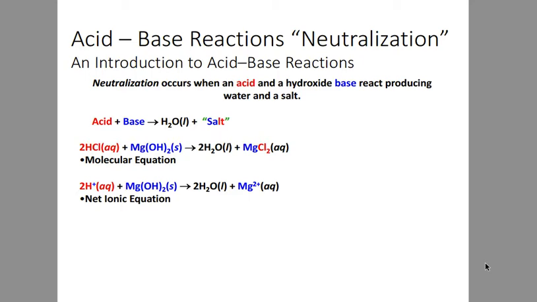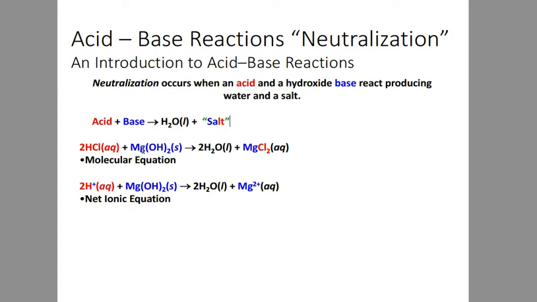Neutralizations occur when acids and bases react, producing water and salt. So here is the general equation of neutralization: some acid plus some base yields water and salt. I'm purposely color coding so that we can see where everything's coming from. The salt, the ionic compound, the anion will come from the acid typically, and the cation will come from the base. So here we have an example.